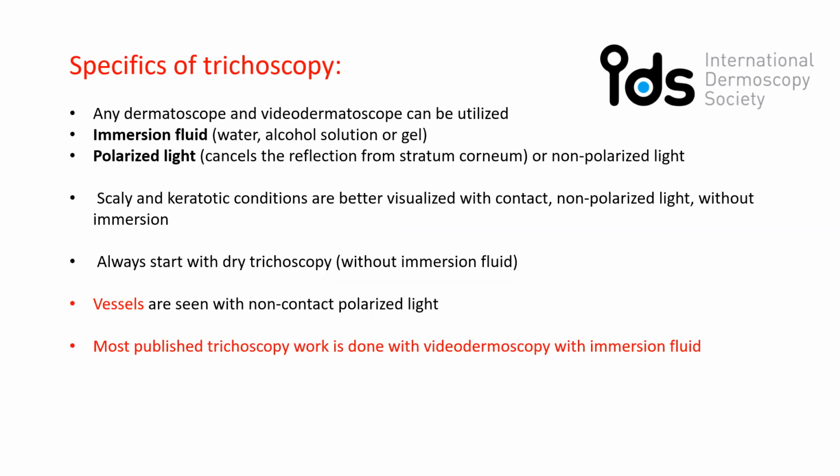So what are the specifics of trichoscopy? You can use any dermatoscope or video dermatoscope to perform trichoscopy. In the clinic, we usually use the video dermatoscope when we want to take and store pictures. You can start the trichoscopy with contact, non-polarized light without immersion. We use immersion fluid when we want to better visualize the surface and look at the vessels, but we start without fluid because we want to be able to look at the scaly and keratotic conditions on the scalp.